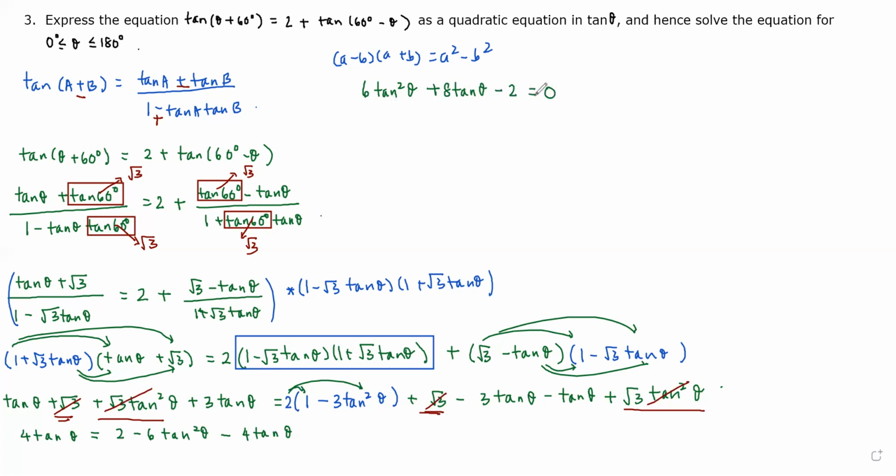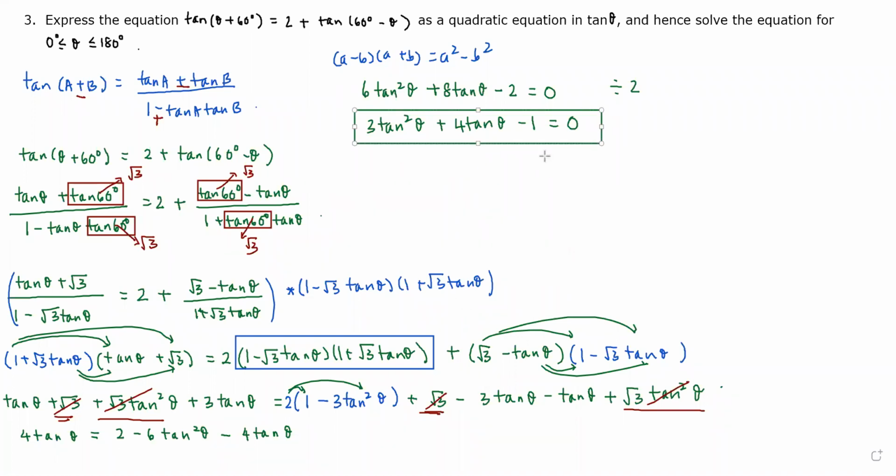The coefficients are all multiples of 2, so we can divide throughout by 2, giving us 3 tangent square theta plus 4 tangent theta minus 1 equals 0. That would be the quadratic equation that we are asked to find. So we have a quadratic equation in terms of tangent theta, and we need to solve this for theta in between 0 and 180 degrees. Let's move to the next page.